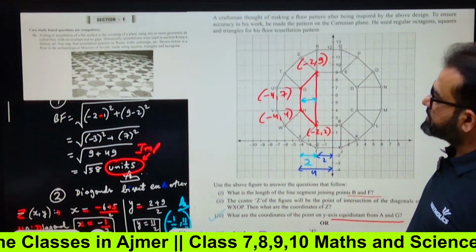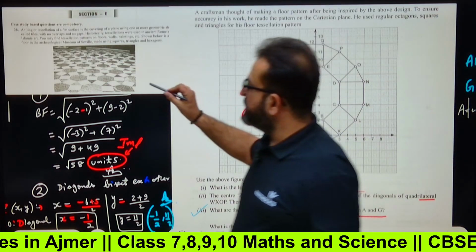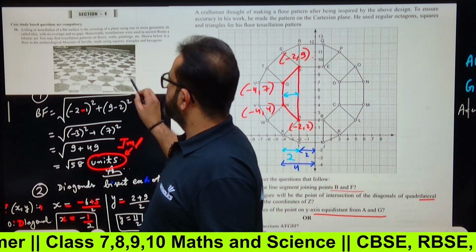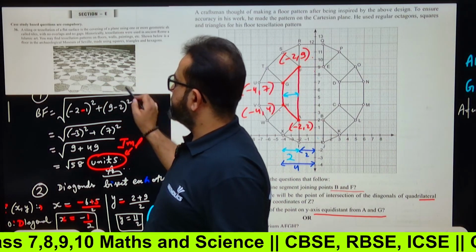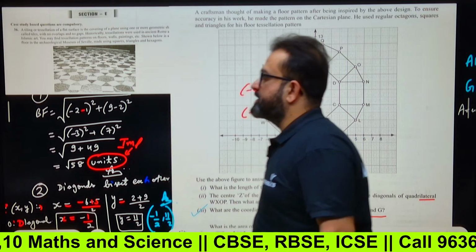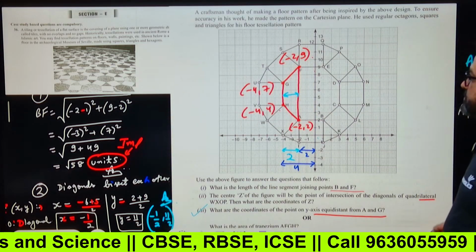These types of questions, this is actually flooring. You see, 1, 2, 3, 4, 5, 6, 7, 8. This is the way these points are arranged. Okay, let's go to another good question.